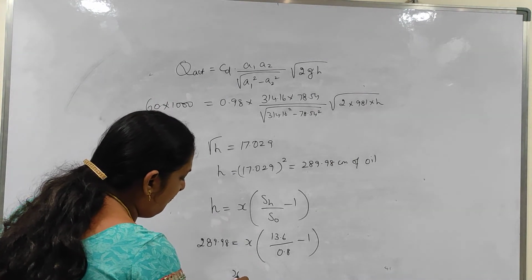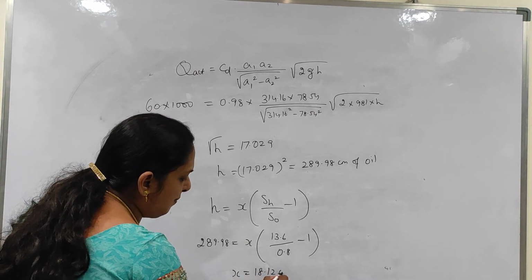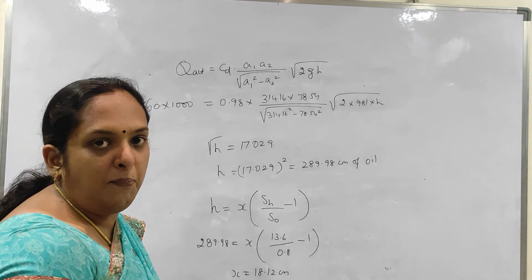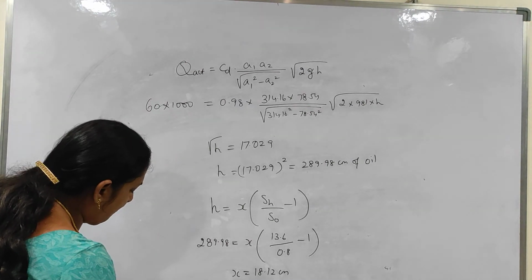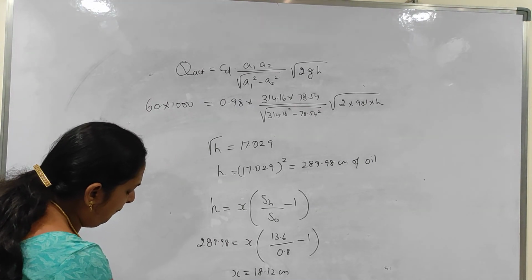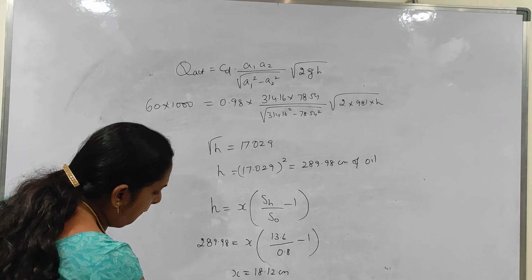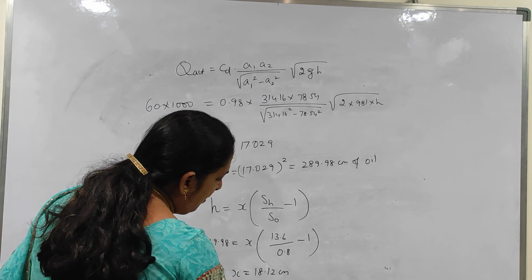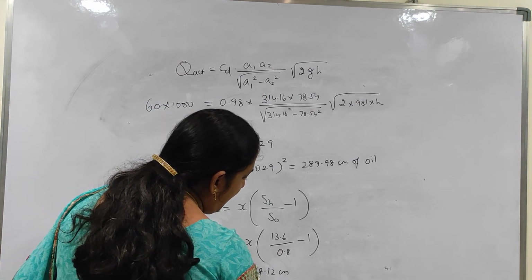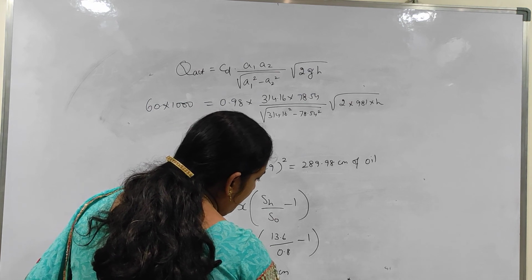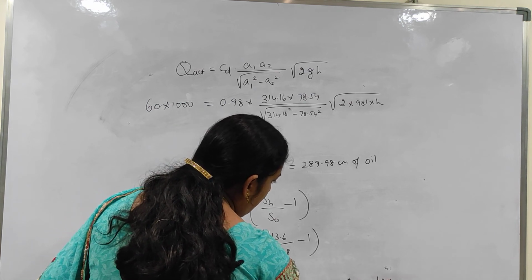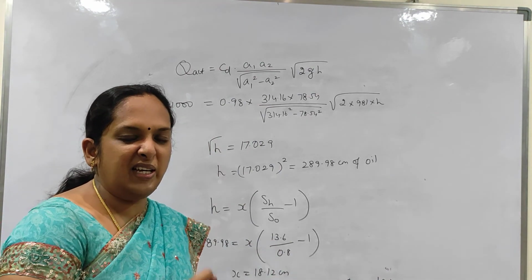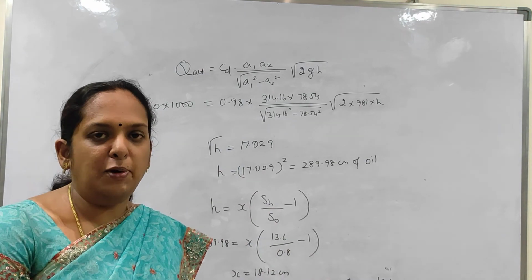So X is 18.12 centimeter. What is X? It is the reading of the oil mercury differential manometer. So that is your X, equal to 18.12 centimeters. You can see the small changes or twists in the question; when you observe a number of problems, you will be able to identify them.